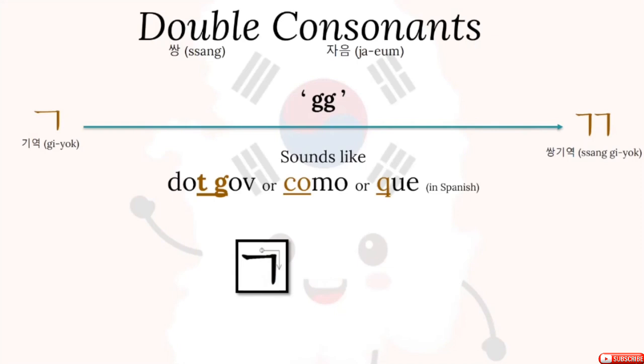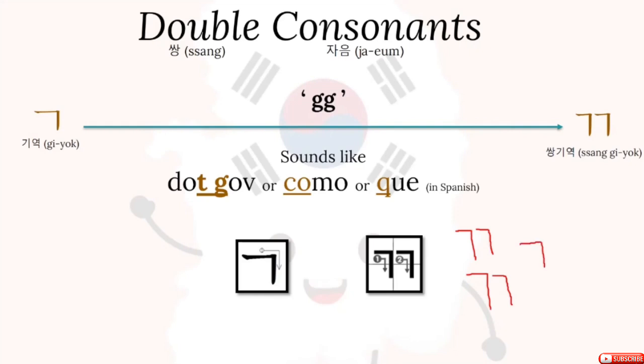So that was the 기역, and this is the 쌍기역. This is how you write them. 1, 2, 1, 2, just like that.